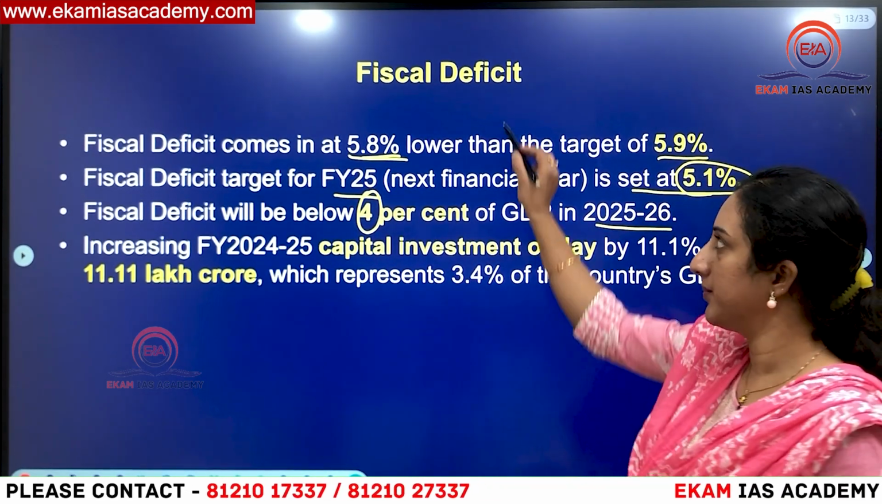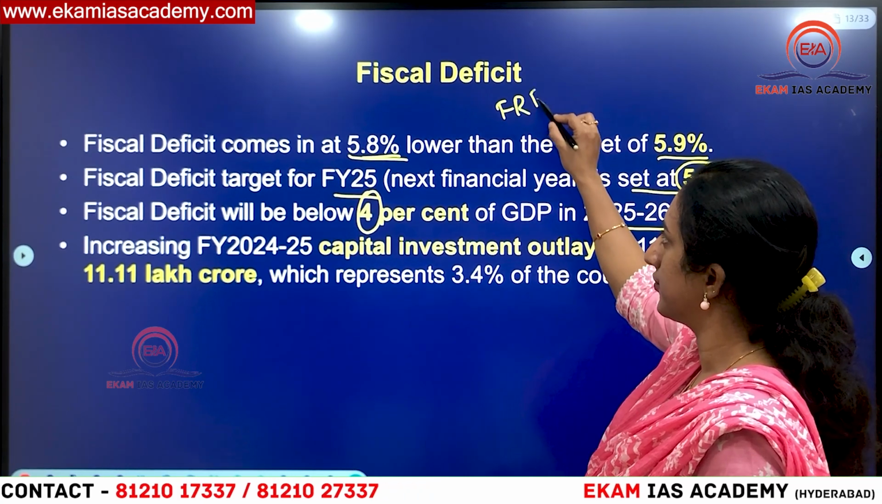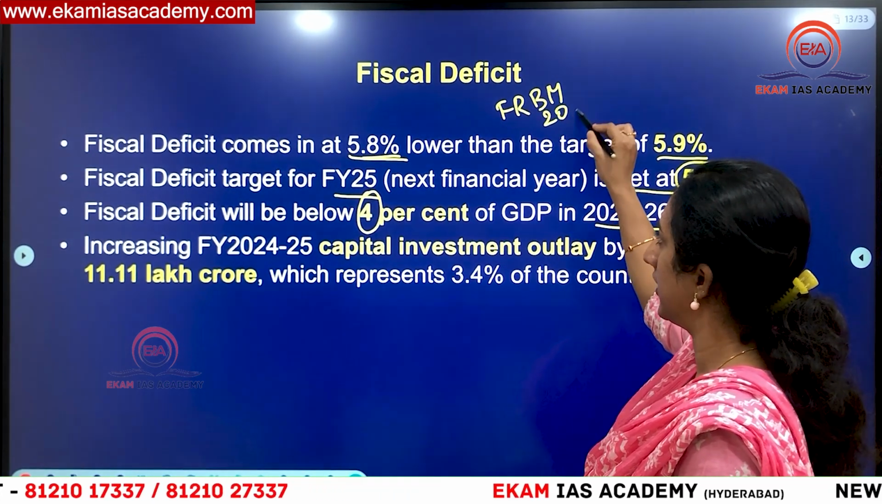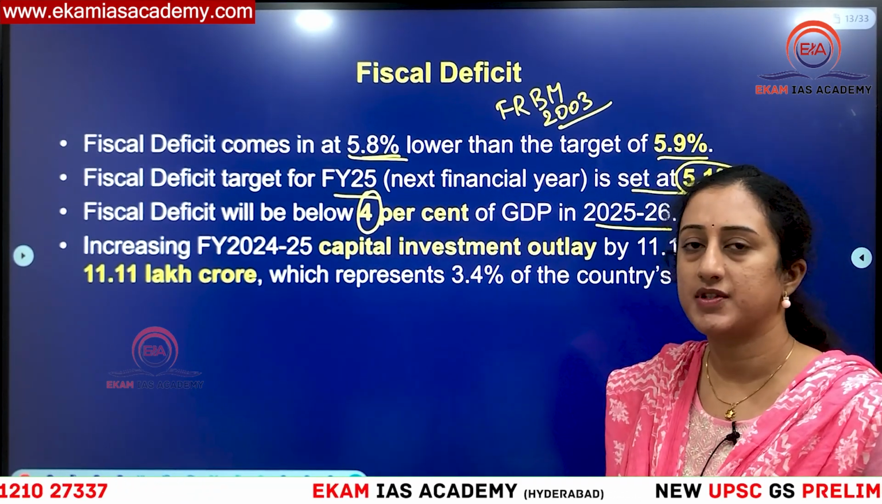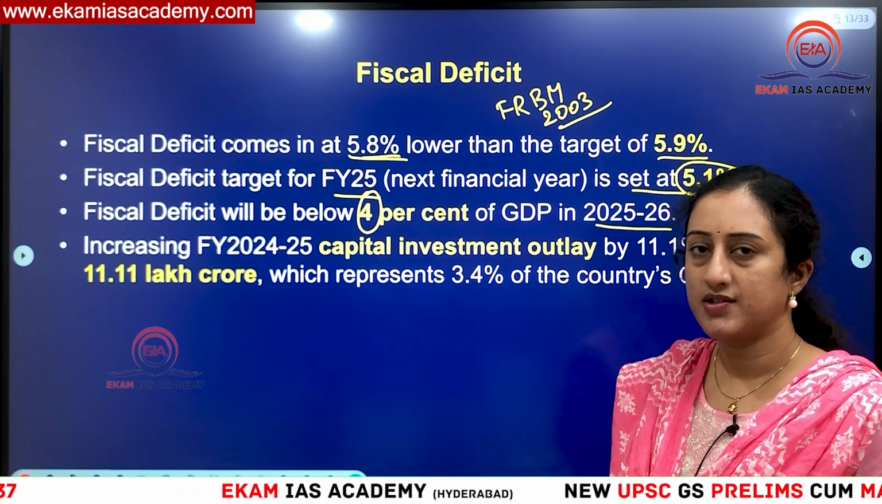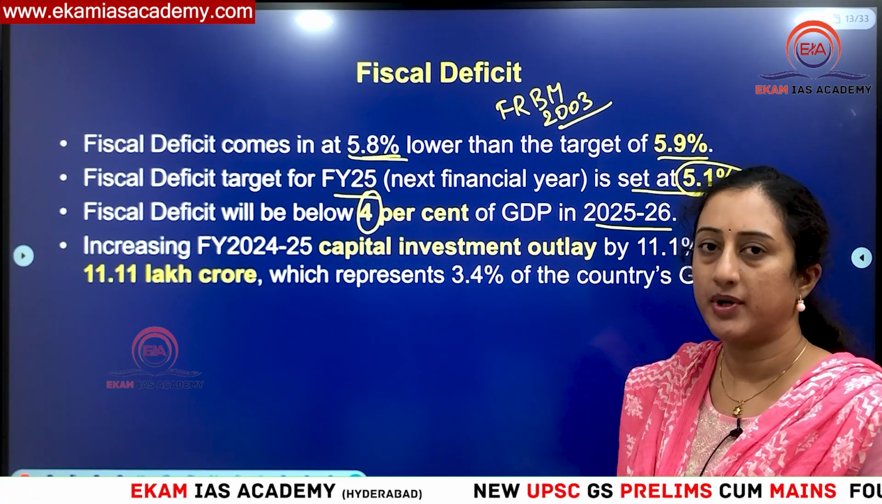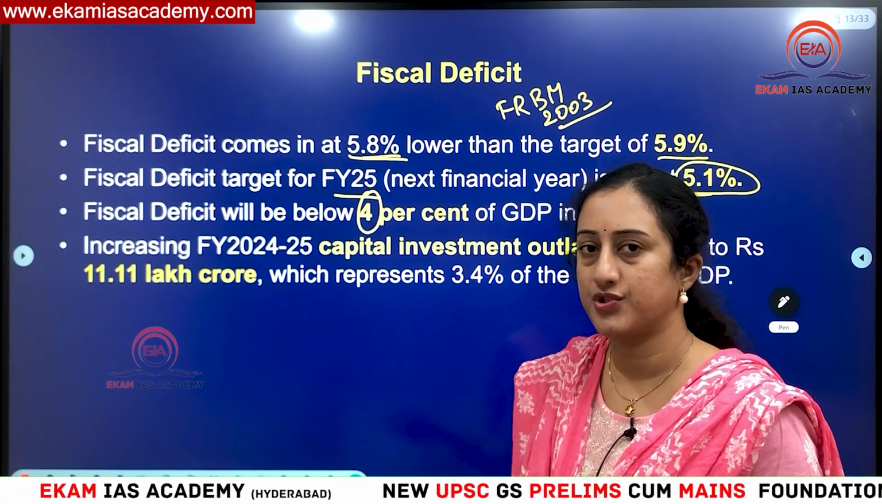If you have remembered, the FRBM, Fiscal Responsibility and Budget Management Act, 2003, we have, headed by NK Singh committee, they have recommended fiscal deficit targets for both center and states, which are not yet met. There are some exceptional clauses also, you know.